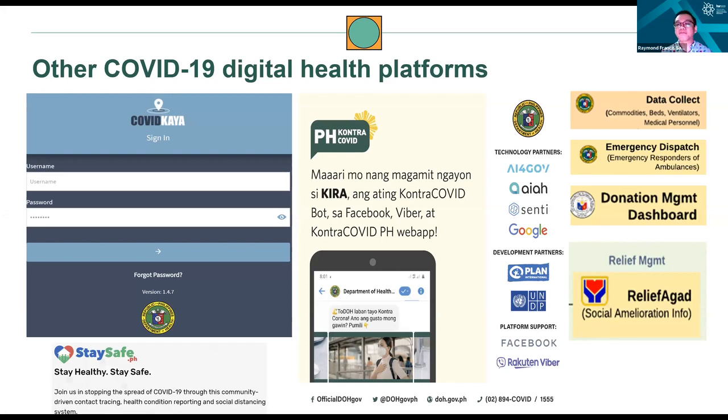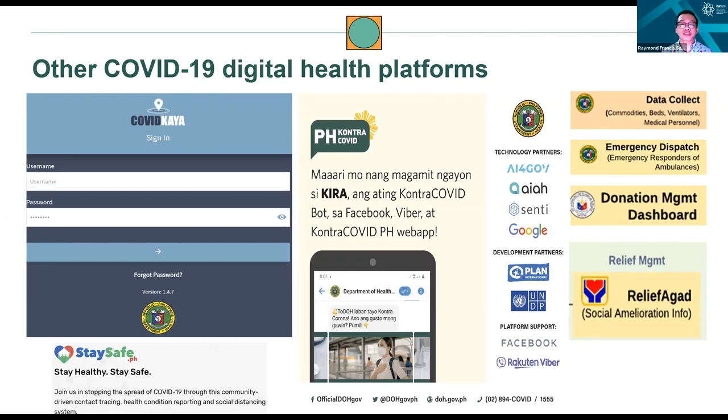fighting COVID-19, such as Data Collect, which provides the availability of all of the commodities, available beds, ventilators that we have, medical personnel who would be going on duties and who would be available, ICU beds, regular beds, temporary management facilities which will serve as isolation facilities here in the Philippines. All of that lot gets visualized in the Data Collect platform.